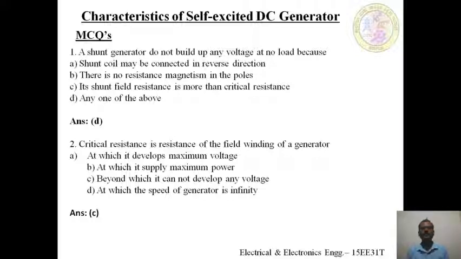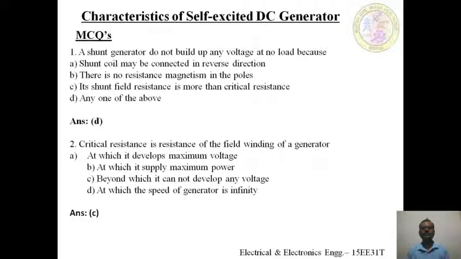The question is, a shunt generator does not build up any voltage at no load because the shunt coil may be connected in reverse direction, there is no residual magnetism in the poles, or the shunt field resistance is more than critical resistance. These all are the factors affecting the voltage buildup that we have studied already. That is why the answer is any one of the above. Second one.